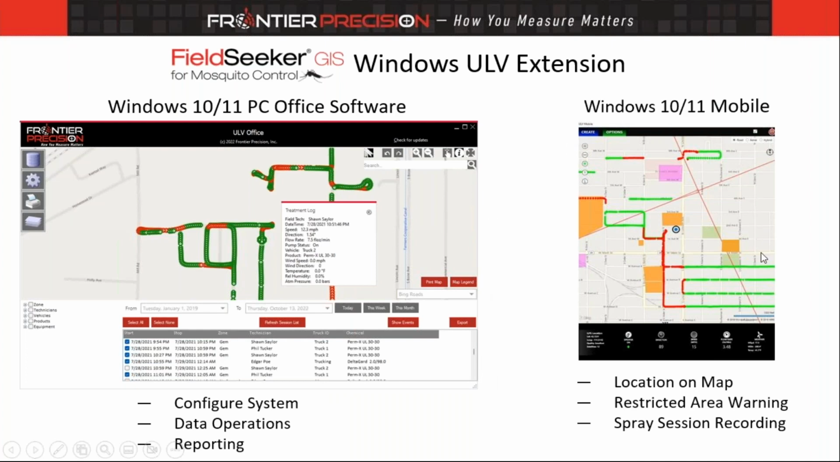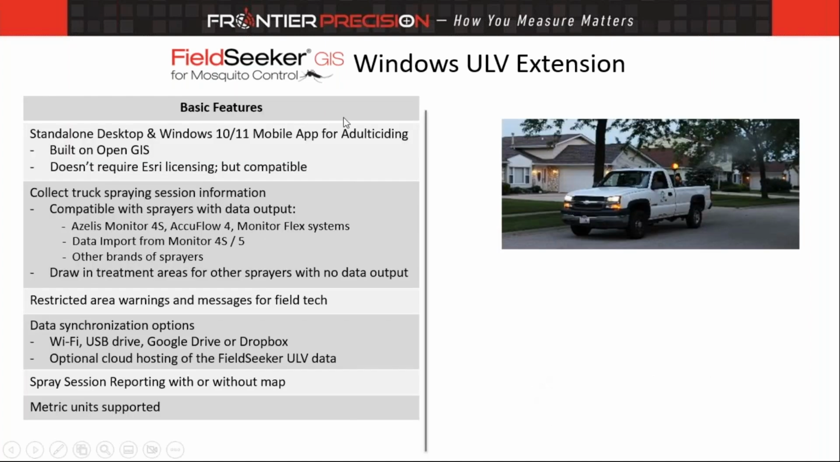The mobile functionality, if you choose to go with the Mesa tablet in the truck cab, the driver's going to see where they're at on the screen. Green line or dots are where the sprayer's on. Red is where the sprayer's off. You can see the restricted areas on the map, and you'll get an audible tone when you're approaching those. And then there's a status bar down at the bottom. And Chad's going to show this more in depth.